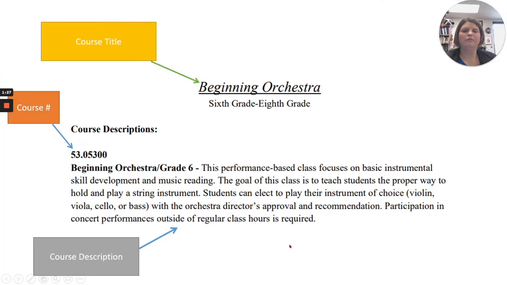So here's a sample from the Georgia Standards of Excellence. This is for beginning orchestra, and I pulled this from the 6th grade through 8th grade middle school GSE. You can see the title is given for the name of the course. You can see the course number, and this one is for 6th grade beginning orchestra. And then you'll see the actual course description. Now, there is a different course number for beginning orchestra 7th and for beginning orchestra 8th. So it's important to know that each of those levels will have a different course number, but the course description will be the same.